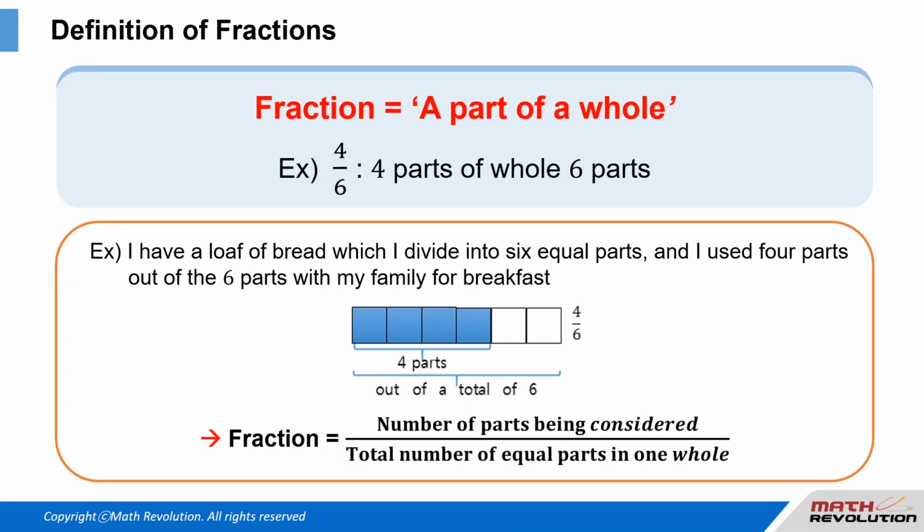Fraction equals number of parts being considered over total number of parts in one whole. A fraction is not an integer. For example, a over b is not an integer, although a is an integer and b is a non-zero integer.